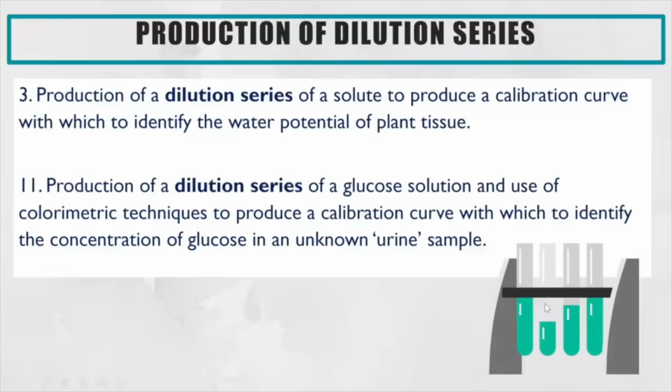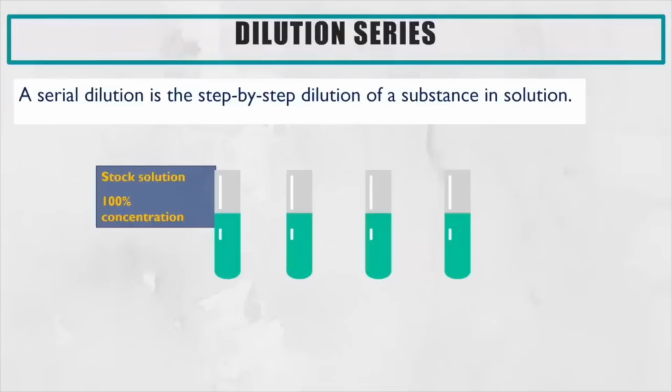So where this actually comes up with the practicals is in two of the required practicals. Required practical 3 is linked to using a dilution series to create different concentrations of a solution to investigate the water potential of plant tissues. And required practical 11 is creating dilution series of different glucose concentration solutions to then use in a colorimeter. So first of all, what do we actually mean by dilution series or serial dilution?